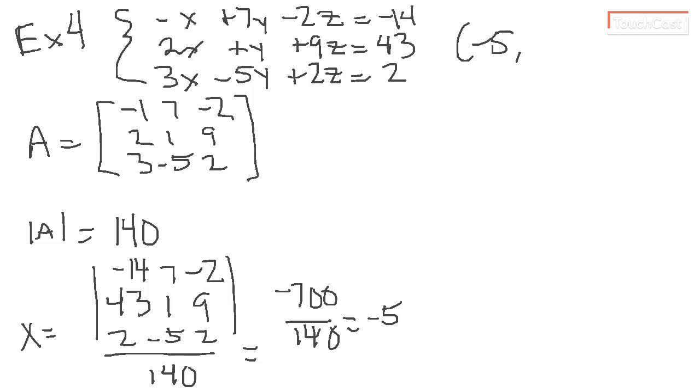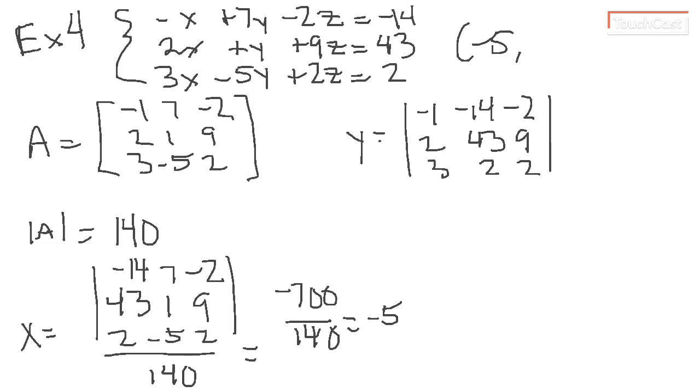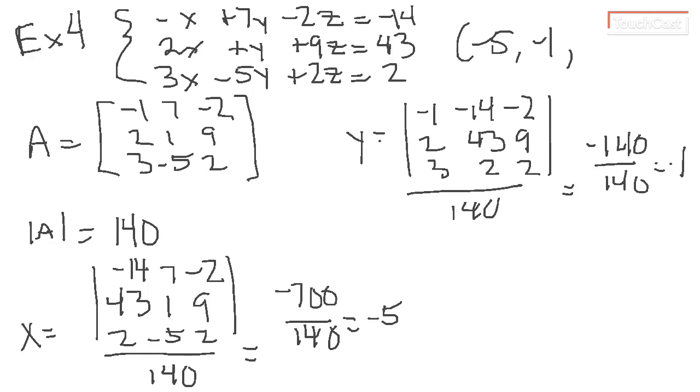So now let's find y. Y is going to be the determinant of negative 1, negative 14, negative 2, 2, 43, 9, and 3, 2, 2 over 140. And again, I would use my calculator. The determinant on this top part is going to give us negative 140 divided by 140, so negative 1 for y. And then we've got one more part to find.